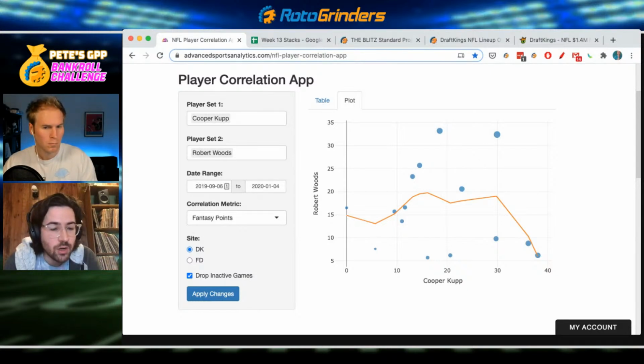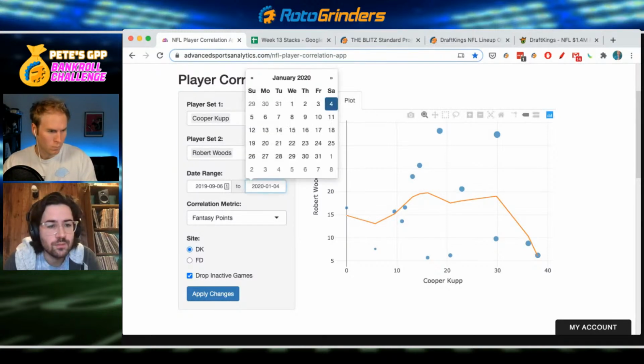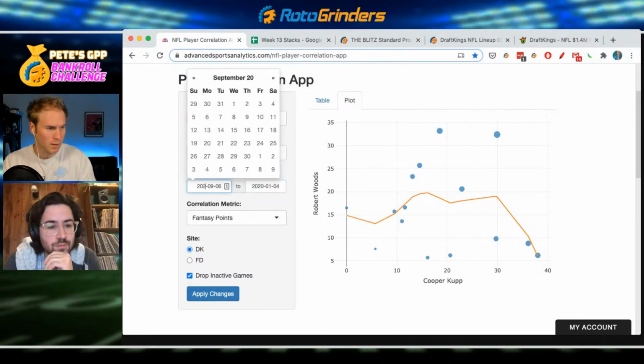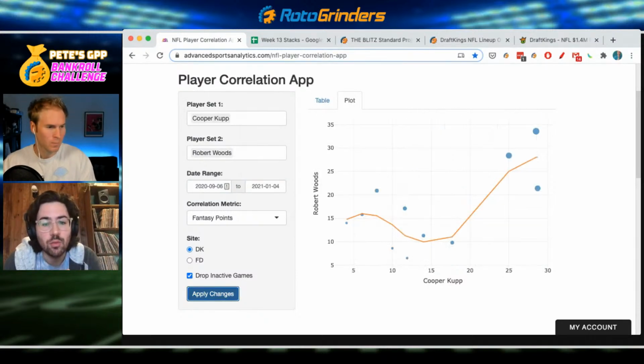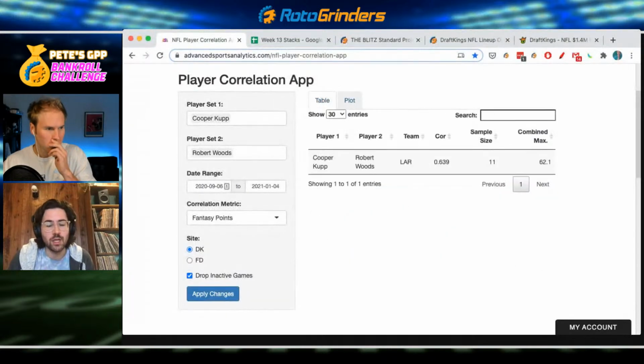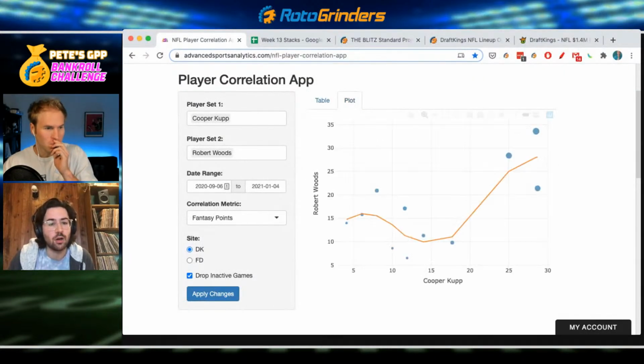Now, if you change the date range to 2020-9-6 to 2021-1-4, so just looking at the 2020 season, this is a year in which the Rams have been one of the more notably game flow dependent offenses, where in these games that Kupp and Woods blow up together, it's not because Woods is throwing the ball to Kupp or whatever.